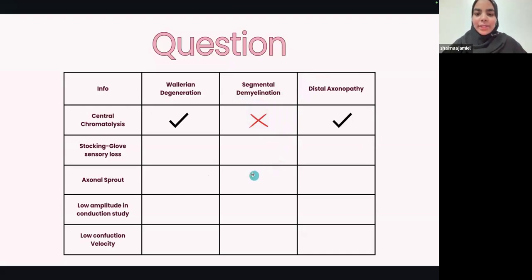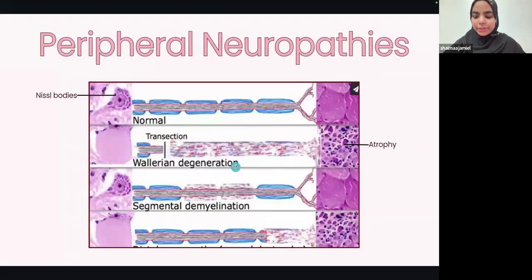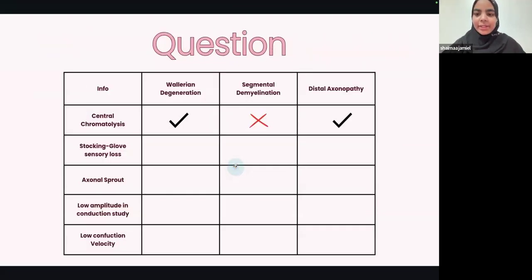Okay. In the exam, the doctor might just give you a picture of these. Stocking-glove sensory loss. Where do you think that will happen? Will it happen in Wallerian degeneration? No. Yes, in axonal. Okay, axonal sprouting. Where is it?